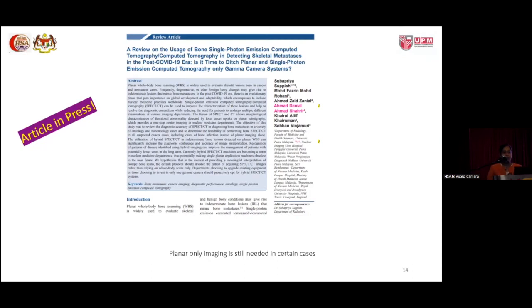And this is an article in press. We reviewed whether, now with the advances in SPECT-CT technology, we don't need gamma cameras anymore. Do we do SPECT-CT for all patients? But as you know, everything is in moderation. We have to justify which patients would benefit, and also improve patient throughput. We cannot afford to put every patient under SPECT-CT, so we still have to use our prudence to decide who needs to proceed with SPECT-CT imaging.